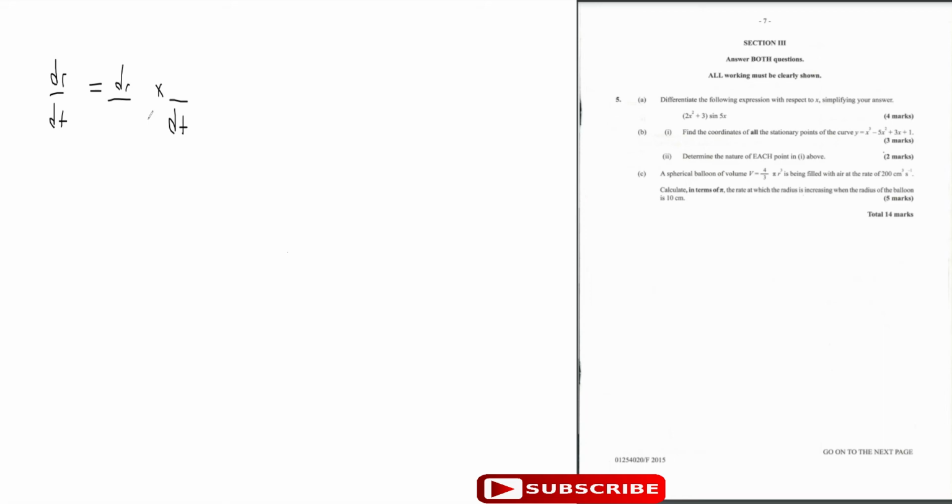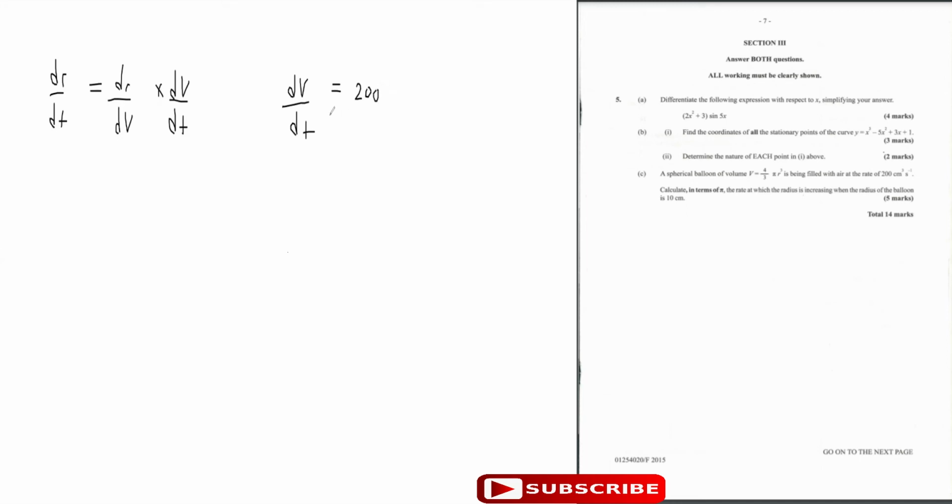So now we need to find dr, but they give us a third variable, which is v. So we can find dr by dt as dr by dv times dv by dt. Now the question already gives us dv by dt. It tells us that that is 200. This is dv by dt, 200.